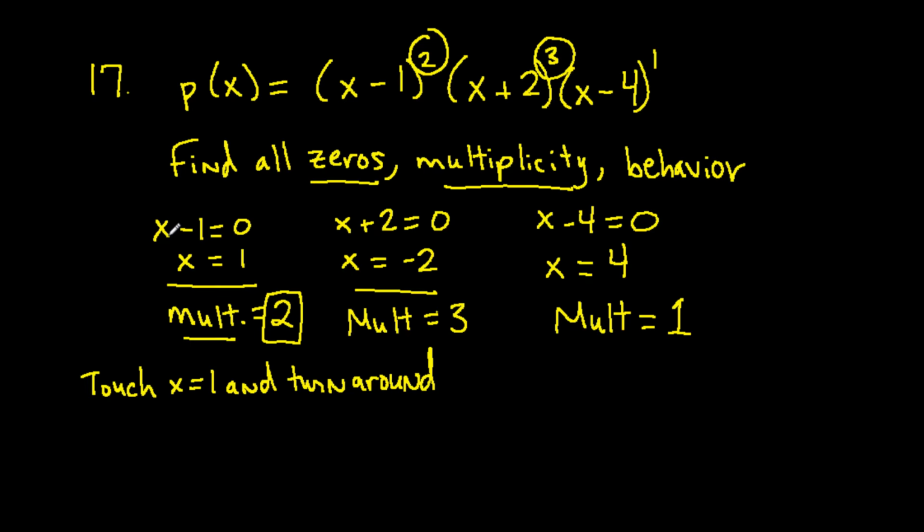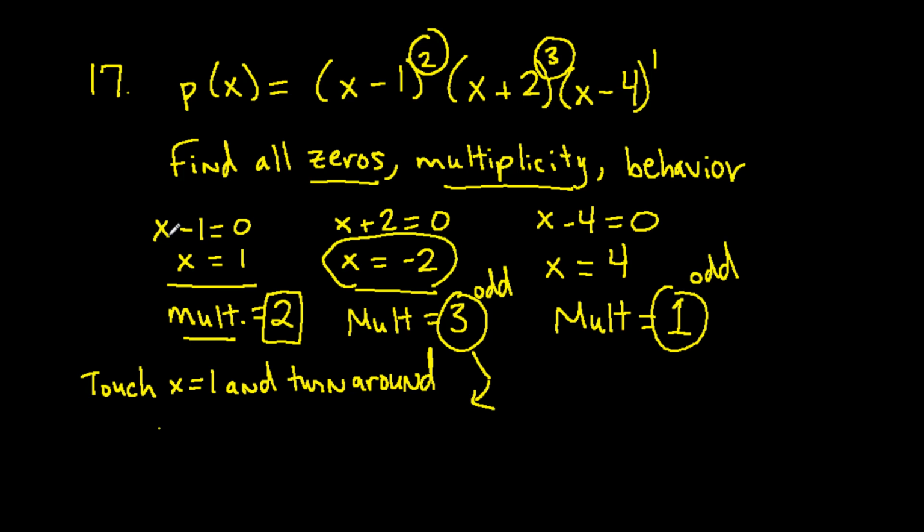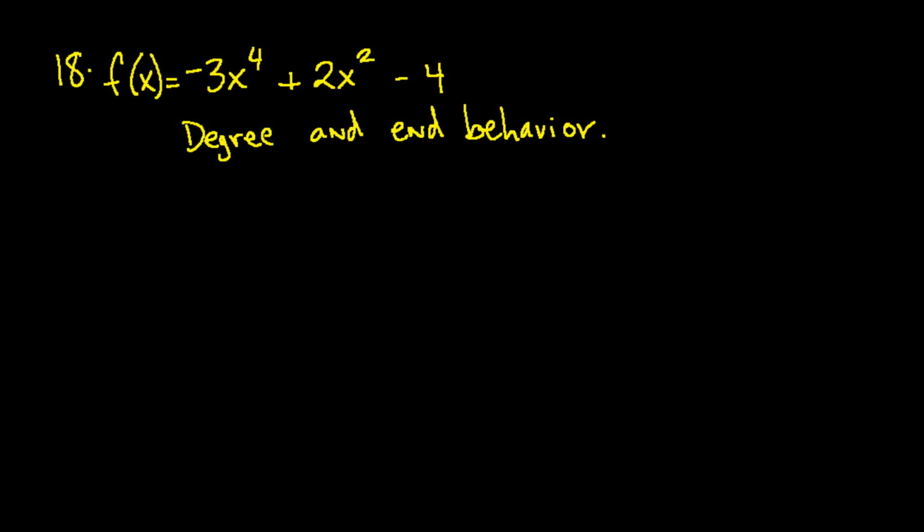At x equals -2, we have a multiplicity that's an odd number, and same with x equals 4, we have an odd number. Whenever we have odd multiplicity, it doesn't touch that 0 and turn around, it crosses the x-axis at that point. So the behavior at the 0, x equals -2, is that the graph will cross x equals -2. The same is true for x equals 4. It will cross the graph at x equals 4.